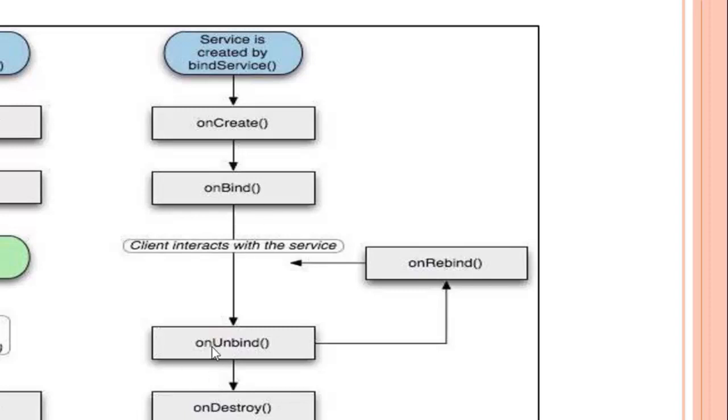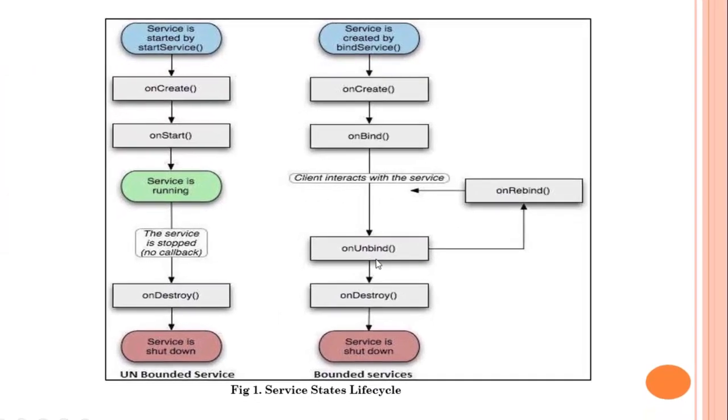What here is onUnbind. If the user is not interacting with the service, then you have to use the onUnbind method to destroy that binding. Now here you can also use onRebind to again use that bound service that you created by using the onBind method. Now after the onUnbind method, you have to destroy that binding by using the onDestroy method. Now after that, service is shut down. The service will be completely destroyed.